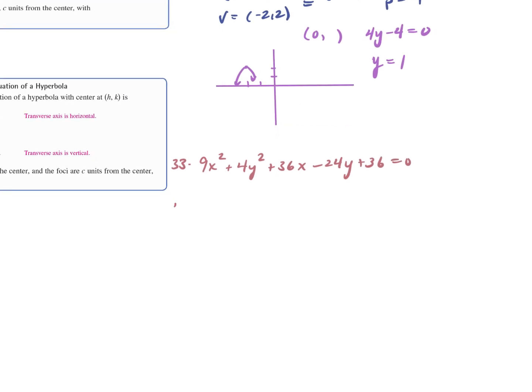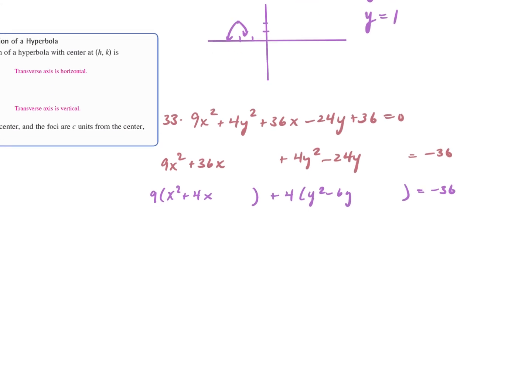So we've got 9x squared. We can collect the x's, and then plus 4y squared equals negative 36. So remember, to complete the square, you want to make sure that the square term has a 1 in the front. So it's going to be 9 times (x squared plus 4x plus 4), and then we get (y squared minus 6y) equals negative 36.